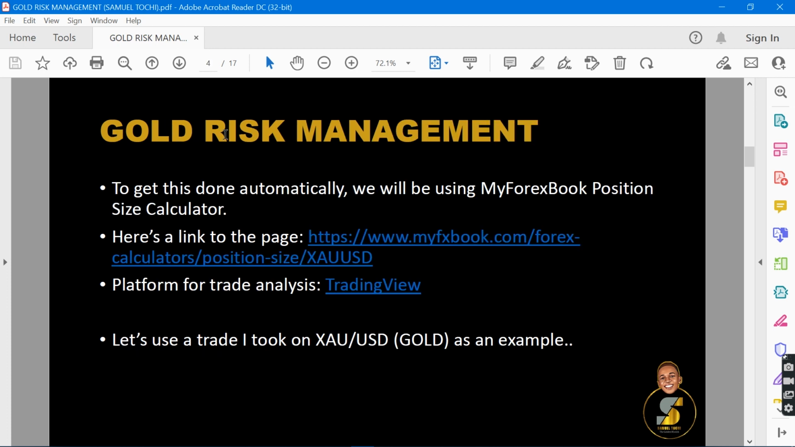So let's head straight to good risk management. To get this done automatically, we'll be using my Forex Book position size calculator. Here's a link to the page. This PDF, I'll be dropping it in the description box below, so you can download it and study alongside while watching the video too. The platform for the analysis is TradingView, as you all know. Let's use a trade I took on gold as an example.